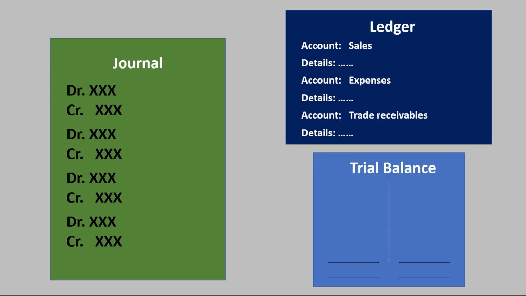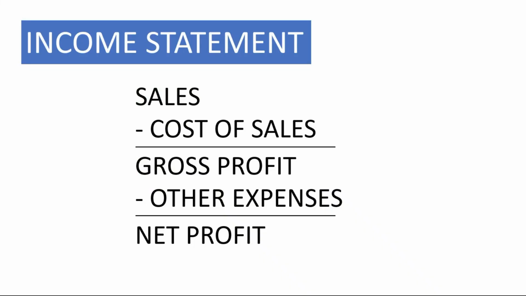Apart from balance sheet, a financial statement also includes an income statement. It begins with revenue minus the cost of sales to give the gross profit. After deducting other expenses, profit for the year is then calculated. Now let's move on to the cash flow statement.